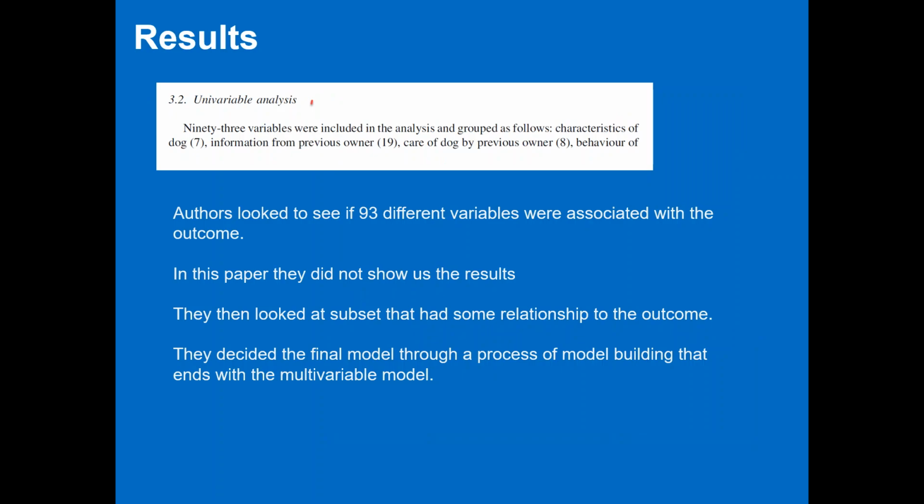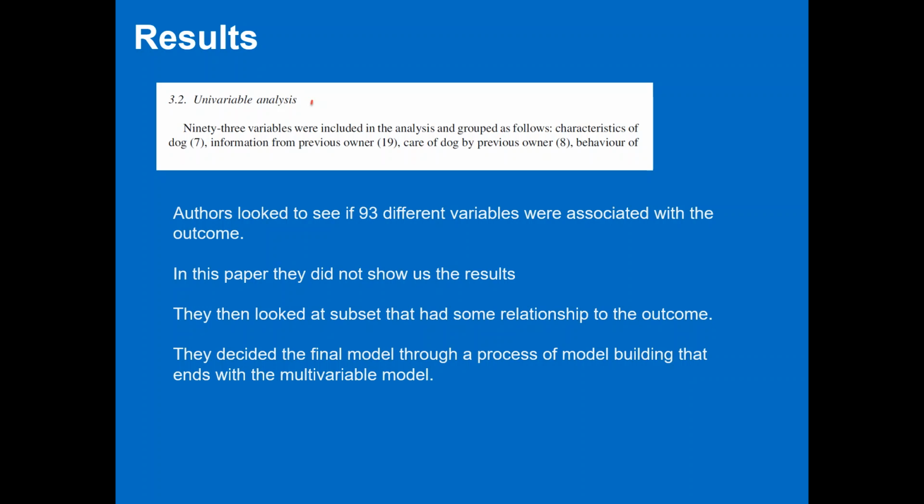Alright, so if we go to the results, you see a section here which talks about univariable analysis, and the authors looked to see if 93 variables were associated with the outcome, and I've taken that from somewhere else in the paper. They haven't actually shown us the specific results because there were way too many for them to do that.